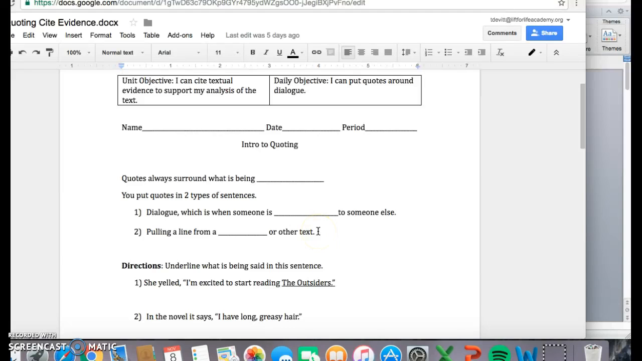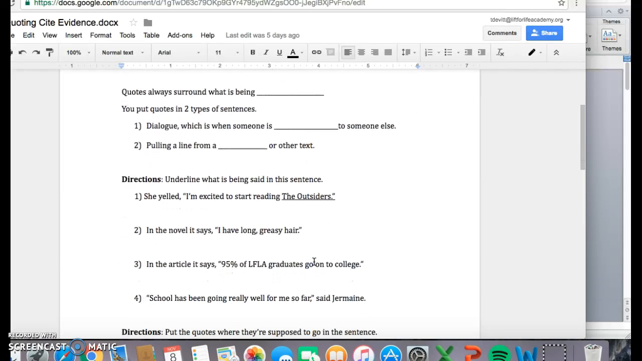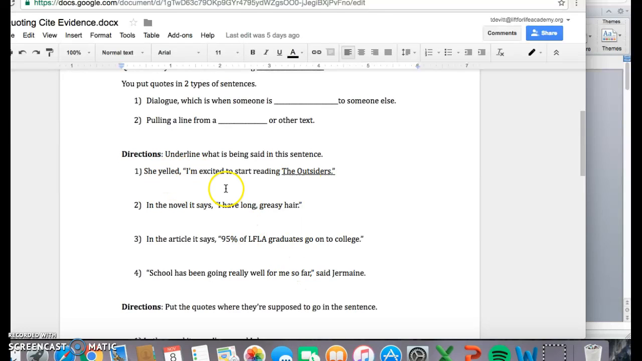And for this, when I say pull a quote, it doesn't mean it already has to be in quotes. It means that you can pull any single line that backs up what you're thinking or proves your thought. So going through this, I'll give you guys the first answer to each section just so you can look back and reference it. So the directions say to underline what is being said in this sentence.